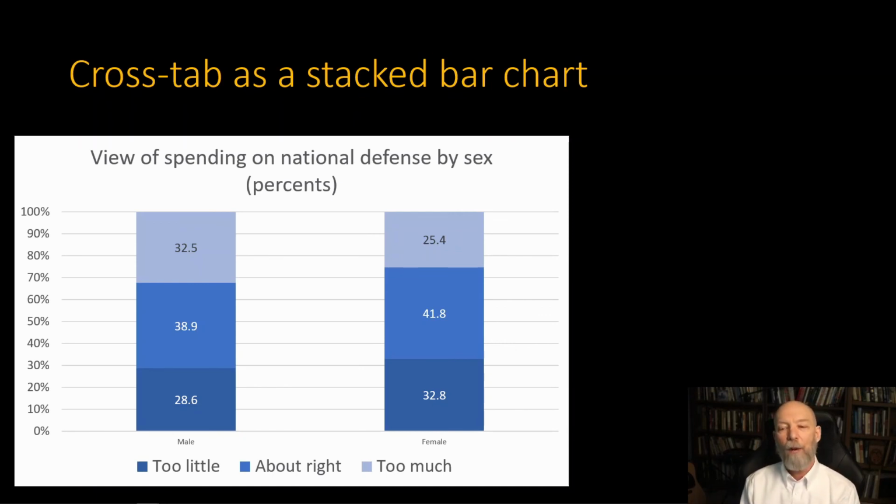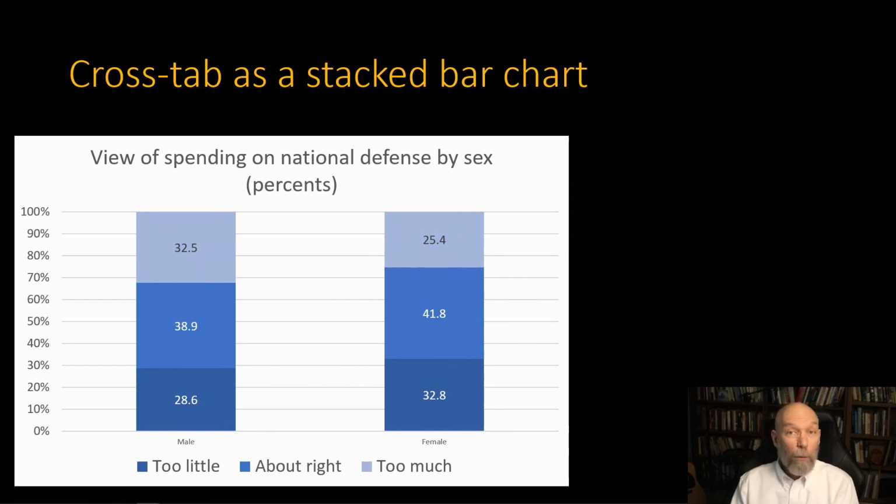Now, look at that graphic and tell me if you see much difference between the left stacked bar and the right stacked bar. What you have here is this light blue is indicating too much is spent on national defense. The medium blue is about the right amount is spent on national defense. And the dark blue indicates that too little is spent on national defense. And this is for men, and this is for women. And you can see that they're a little bit different, but not a lot.